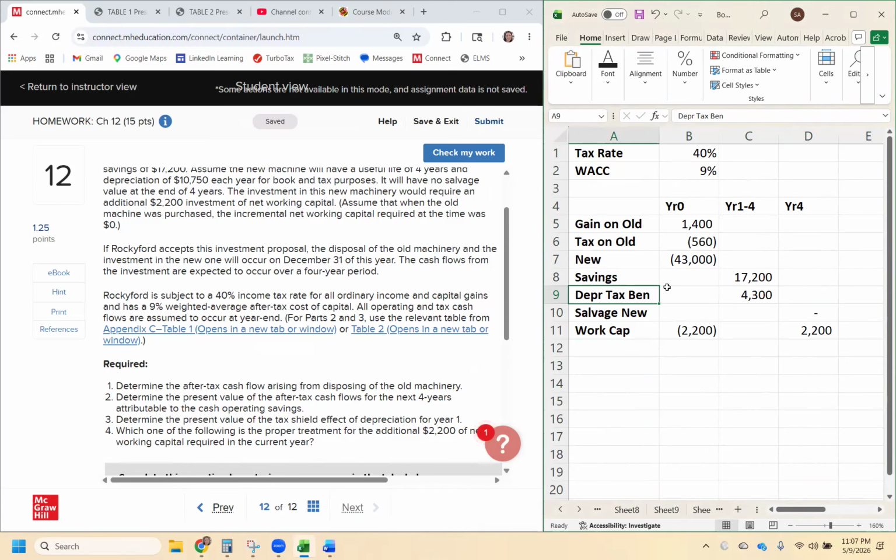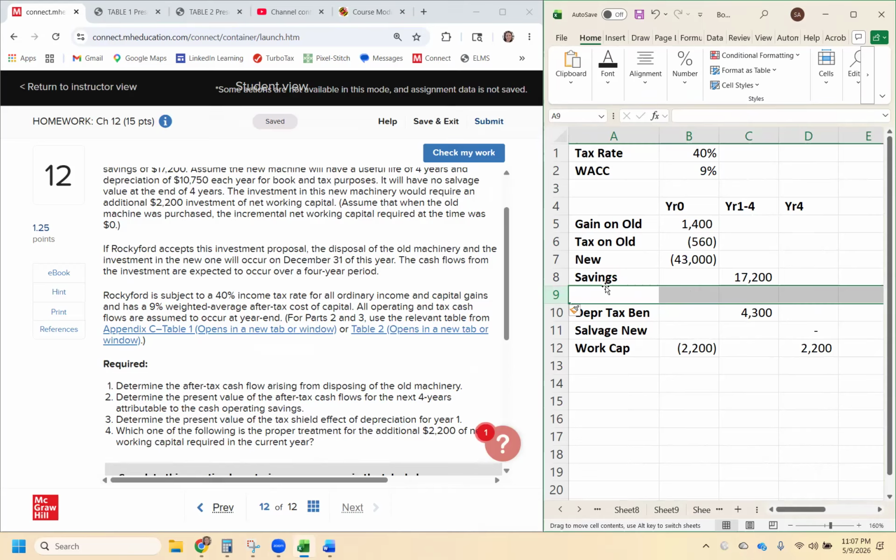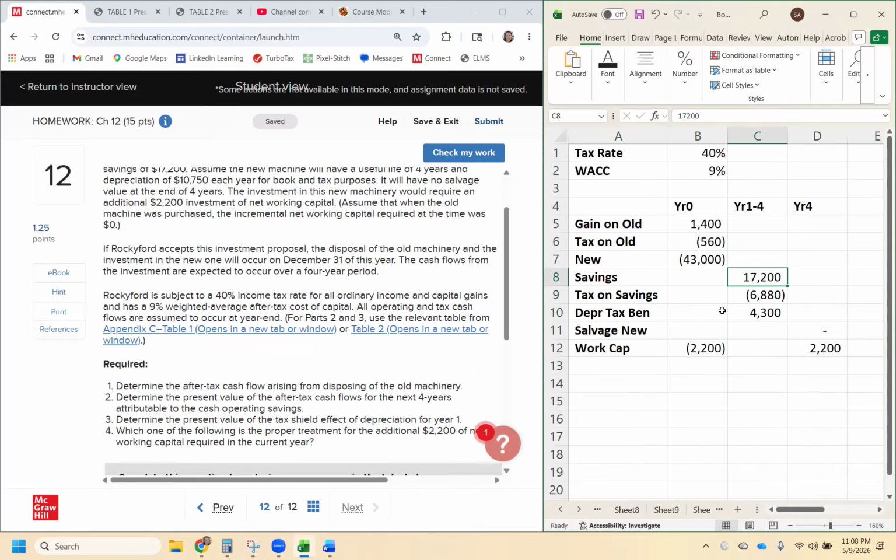Okay. So there's the depreciation tax benefit, but we are going to have to pay tax on the savings. So that'll be equal to that times the tax rate, 40%. Okay, I think I got everything sorted there. All right, so this is the total cash flows. Add all these. Okay, super.